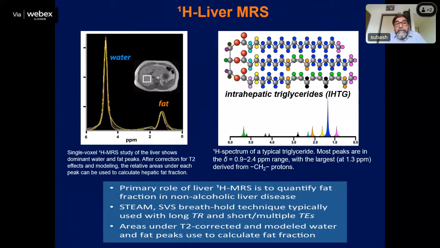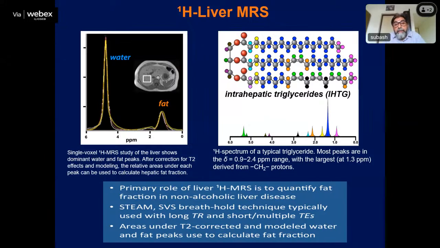We all have heard about fatty liver, and this is another technique where you can look at the fat contents of the liver compared to the tissues. Here also you can calculate the 0.9 to 2.4 ppm region, where most of the lipids fall, and you can look at what type of lipids and how these lipids are creating problems in the liver, and how the liver is getting damaged.